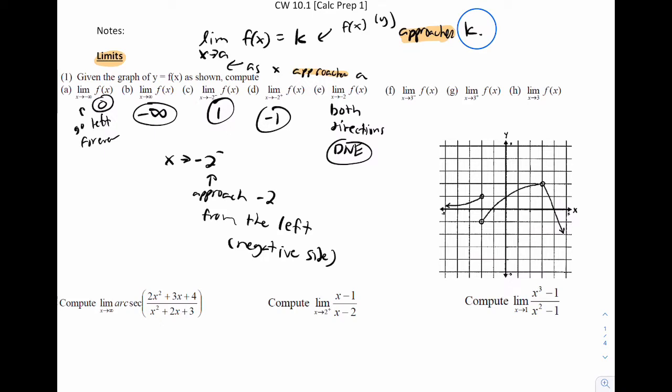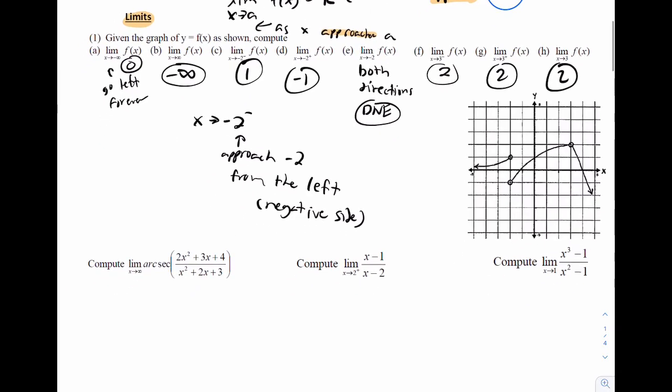Next one, approach 3 from the left. So we're approaching 3. That's going to be 2. Approach 3 from the right. That's also 2. So approach 3 from both directions must be 2. Okay, so there's our quick refresher on what we covered on limits earlier in the class. Now I'm going to do a couple of examples here.